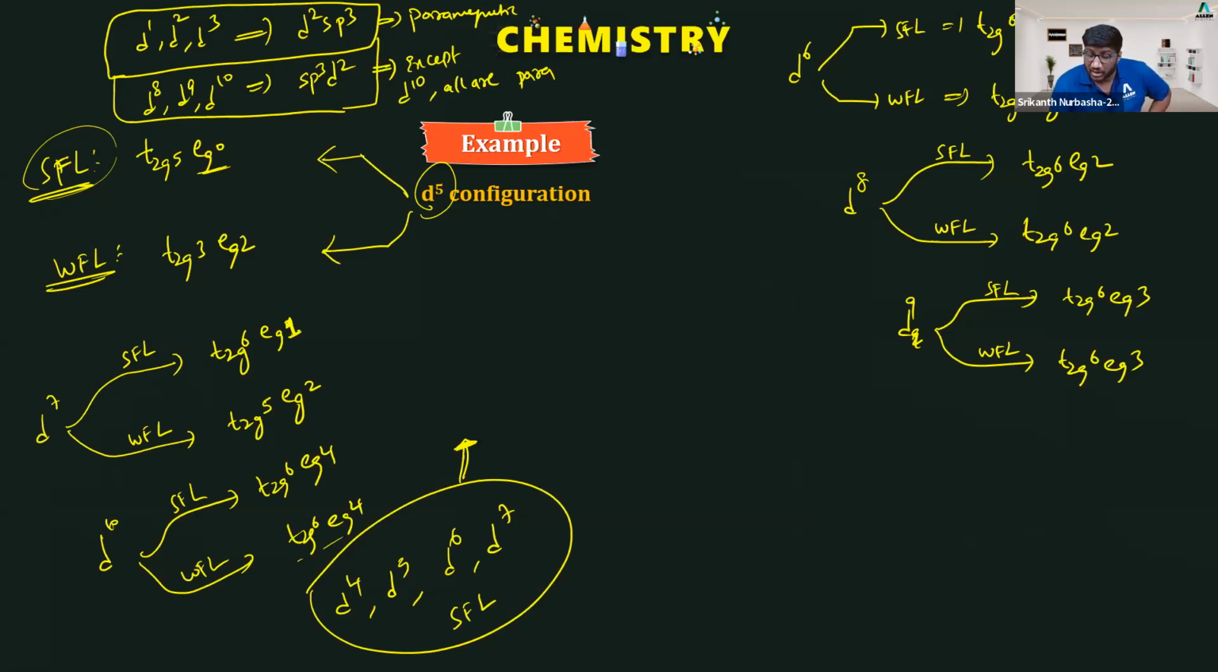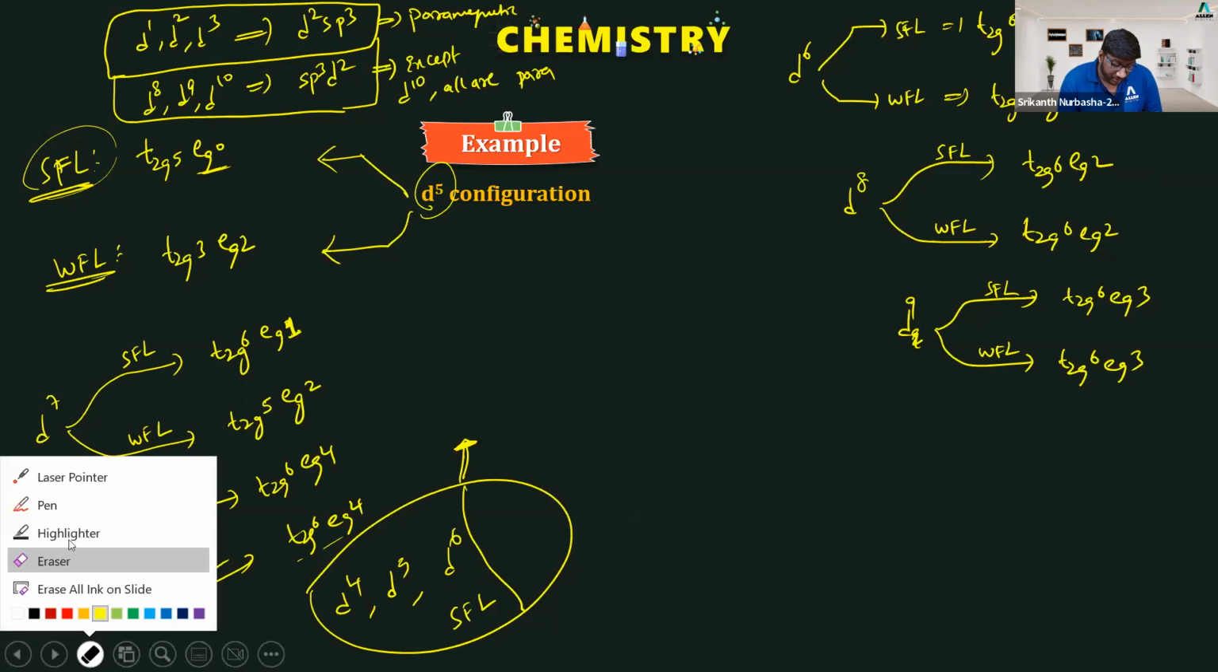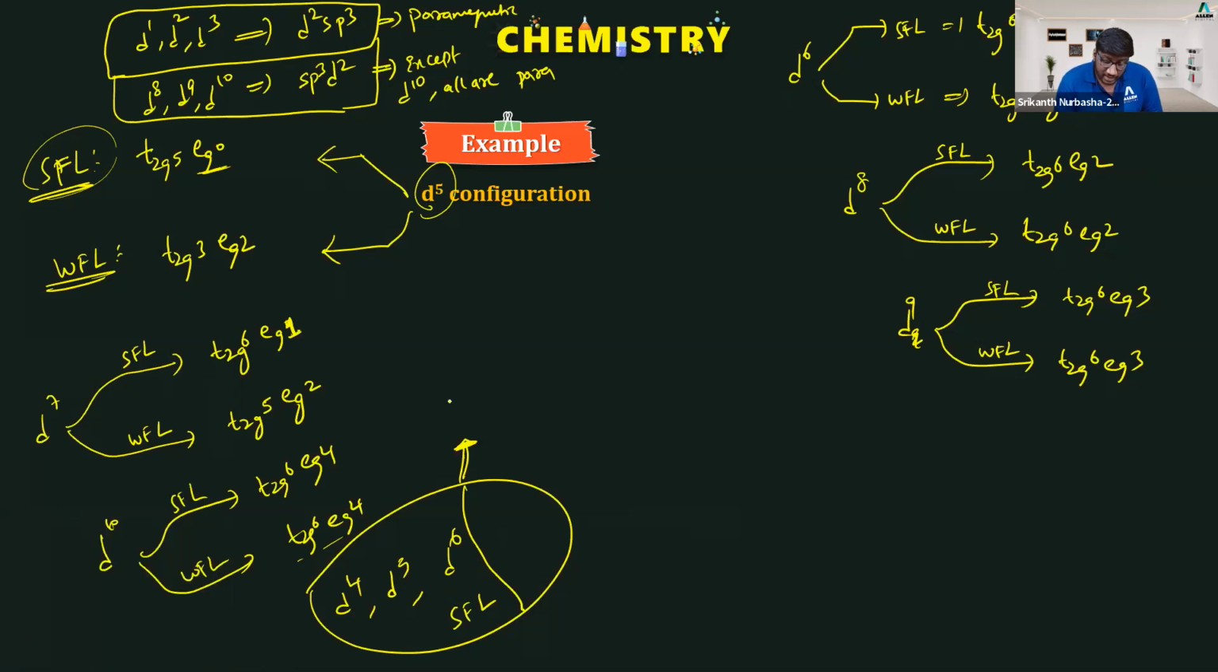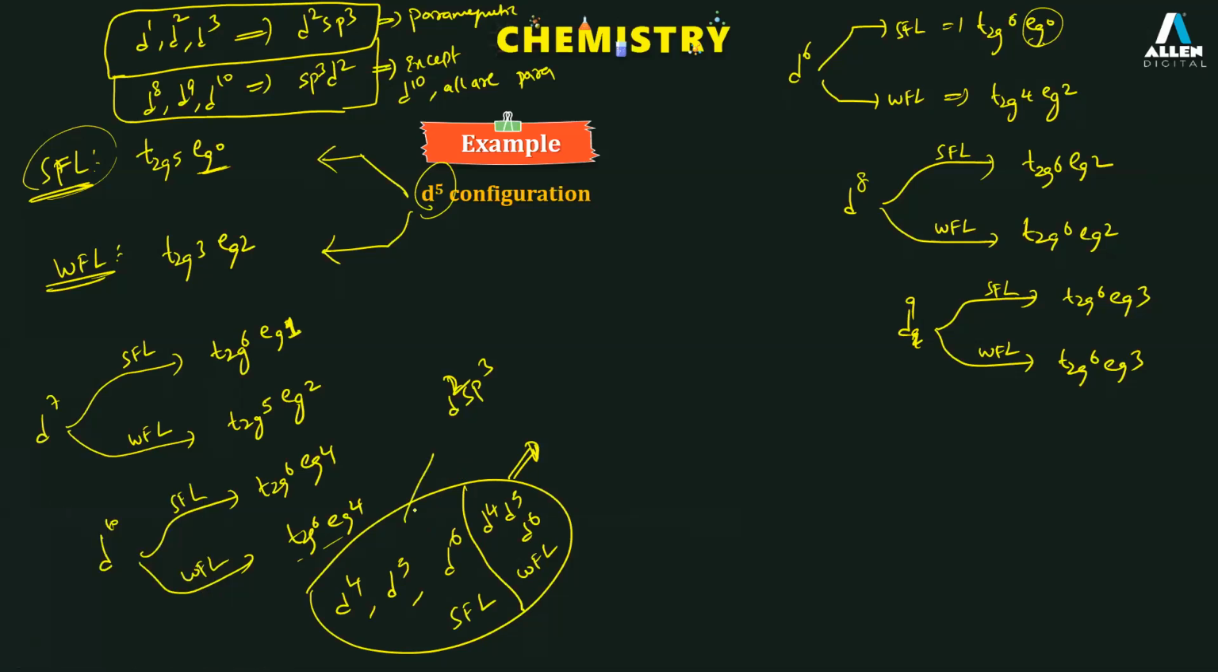In the D6 also, you see t2g6 eg0. So D4, D5, D6. Okay, sir, you are saying there are no electrons in the eg. So we can say D4, D5, D6 strong field ligand means what will happen? In this case, d2sp3 would be the hybridization. Okay, that's fine. And same D4, D5, D6 weak field ligand, what happens in this case? sp3d2.